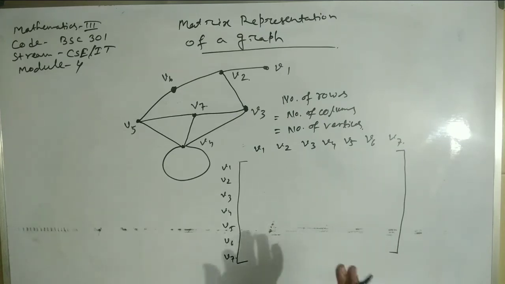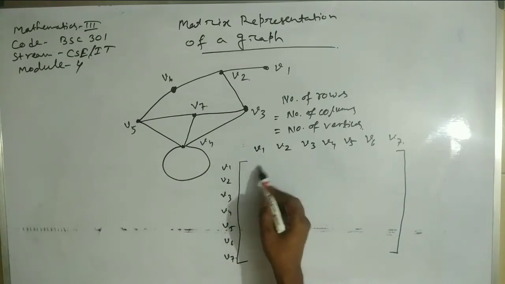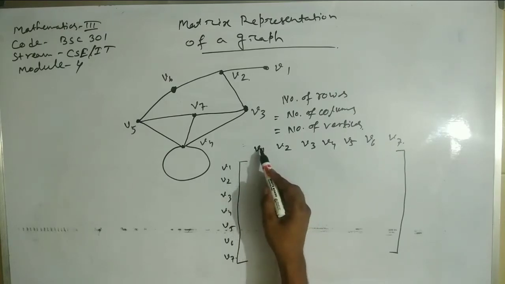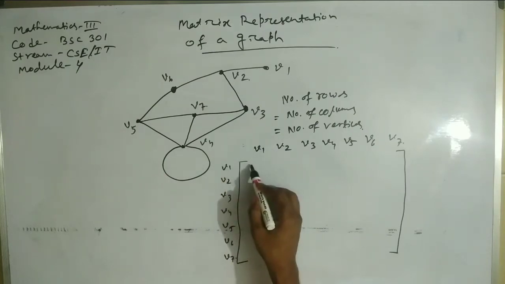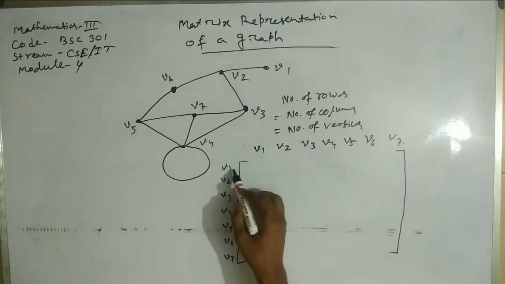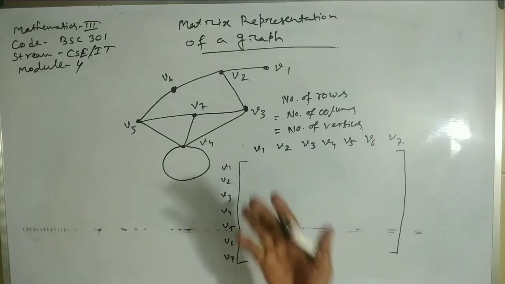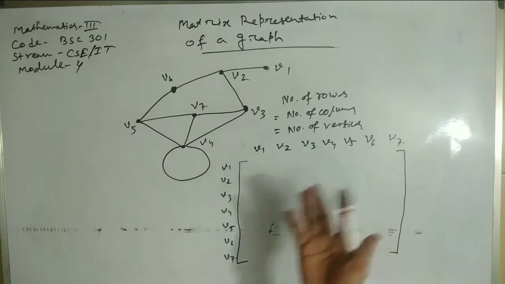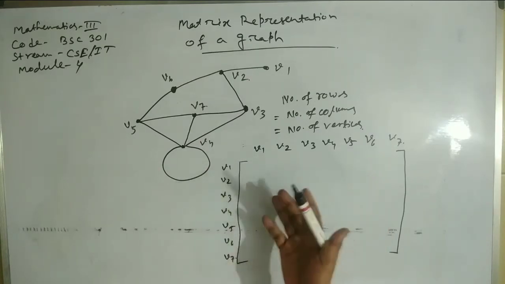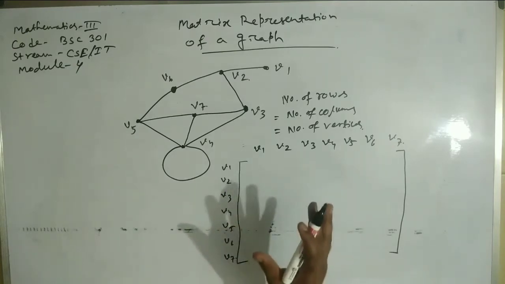Now the rule is, suppose we are taking this element, you have to see which row and which column this element corresponds to. So this element corresponds to this V1 and this V1. So now we have to see whether V1 is adjacent to V1 or not. If the two vertices are adjacent, then the element will be 1, otherwise it will be 0.